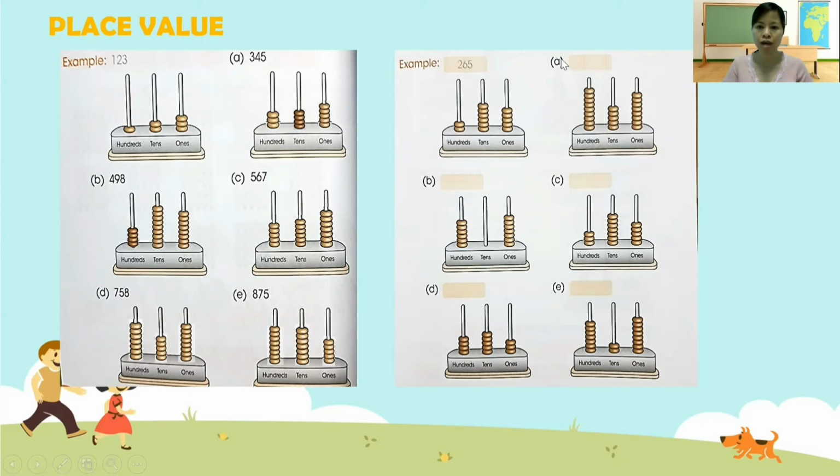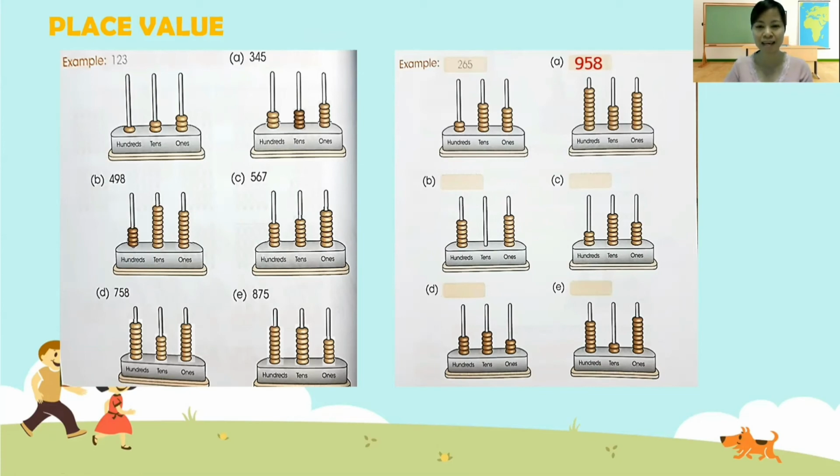Now, I want you to do A, B, C, D, and E. Let's see if you can find the numbers hidden in these illustrations. Ready? It's your time. Go! For letter A, we have 958. You're right. Good job.